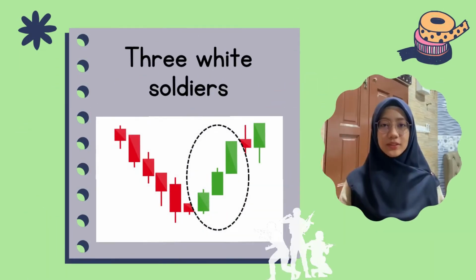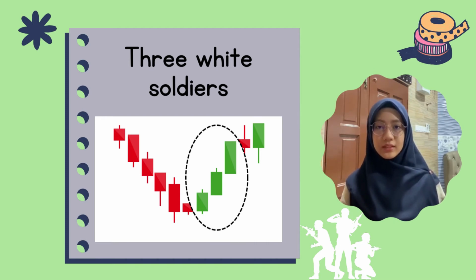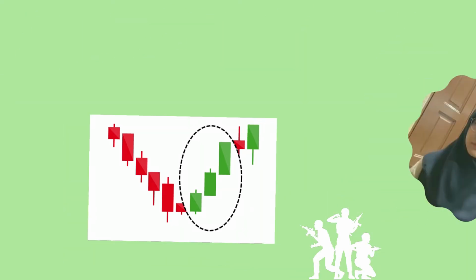The 3 white soldiers pattern occurs over 3 days. It consists of conservative long green candles with small tails, which open and close progressively higher than the previous day. It is a very strong bullish signal that occurs after a downtrend and shows a steady advance of buying pressure.